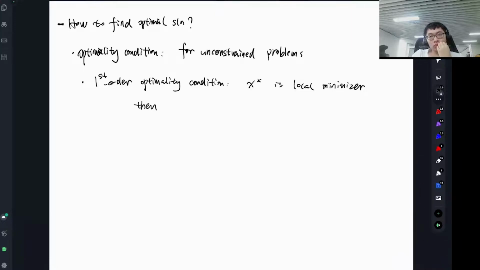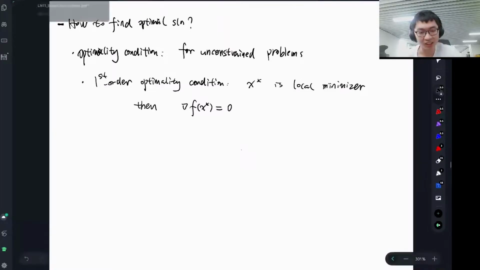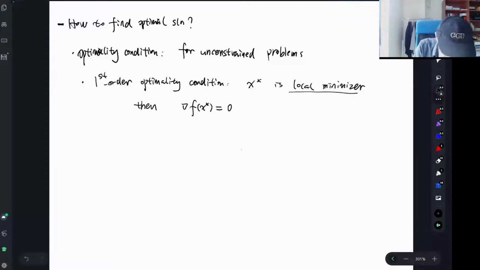But then, the gradient of f at x star is 0. Okay, why? Can you prove it? I could use the definition of convexity. Not convex, I didn't say convexity. This is not convex, right? It's an arbitrary, unconstrained problem. Just nonlinear, general, okay? General problem.